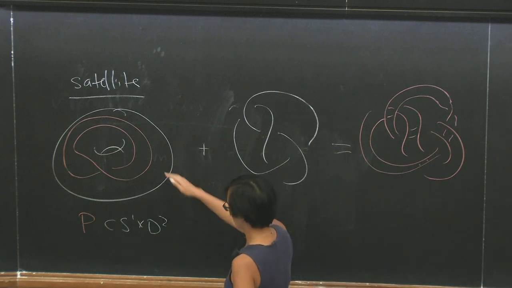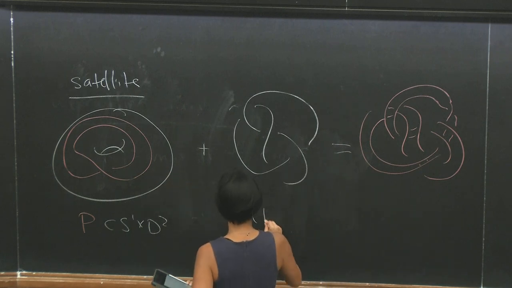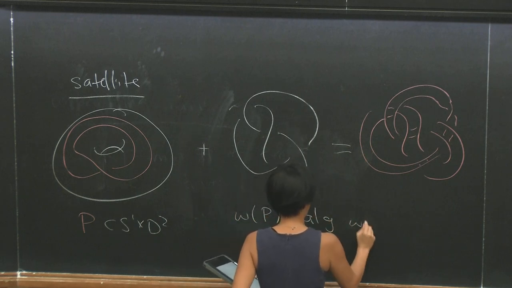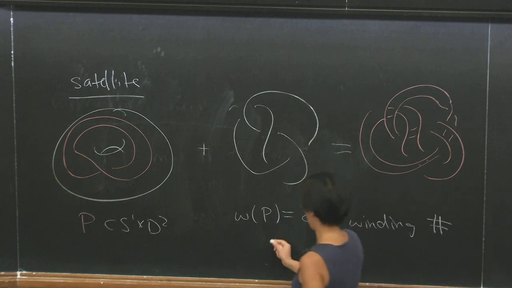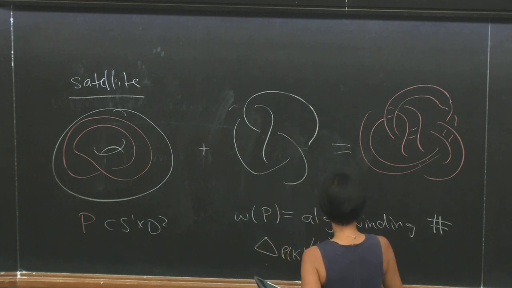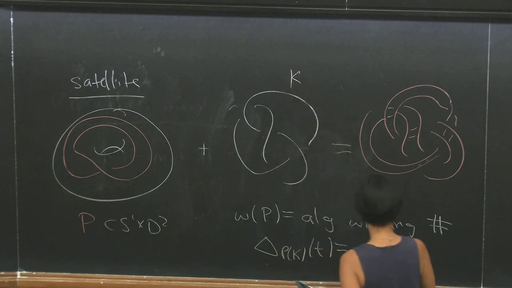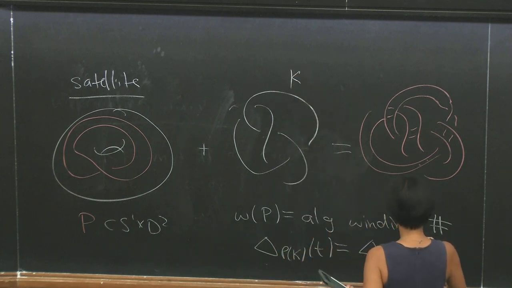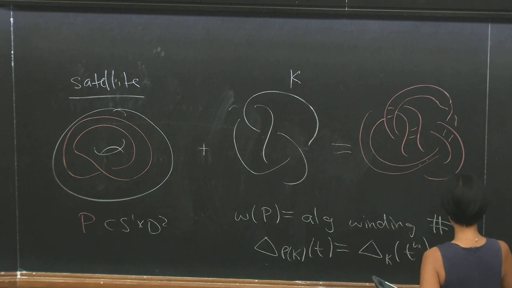One particular number associated to the pattern that will be important to us is the winding number, the algebraic winding number. That plays an important role. For example, it plays an important role in the formula for the Alexander polynomial of a satellite, which is the Alexander polynomial of your companion evaluated at t to the w. I think of this as stretching your Alexander polynomial by a factor of w, times the Alexander polynomial of P in the unknot.